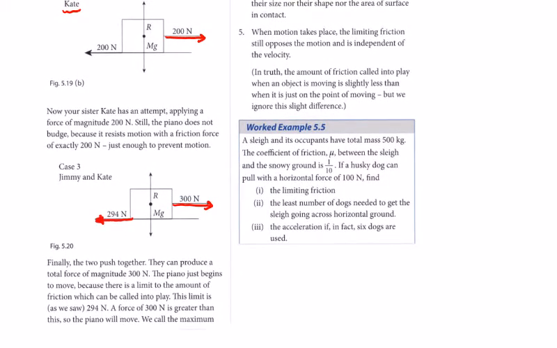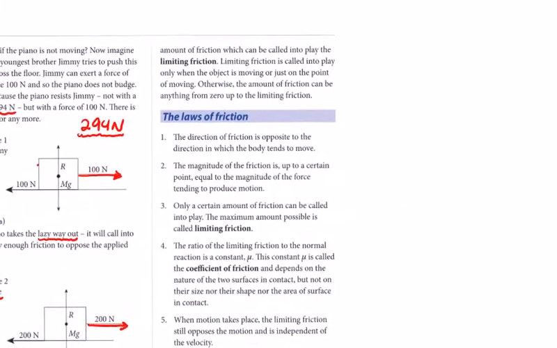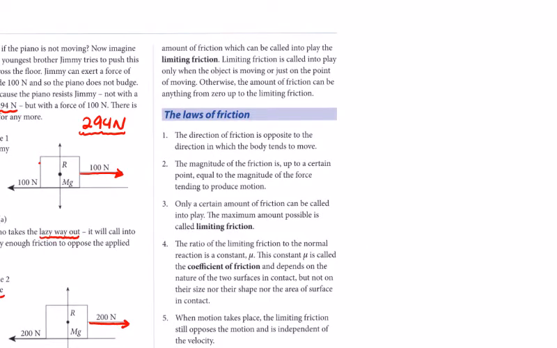So this force, this 300 newtons, is greater than the 294, and this is called the maximum amount of friction which can be called into play, which is called limiting friction. So very short video here, just take this note on limiting friction. What is it? And then the laws of friction.